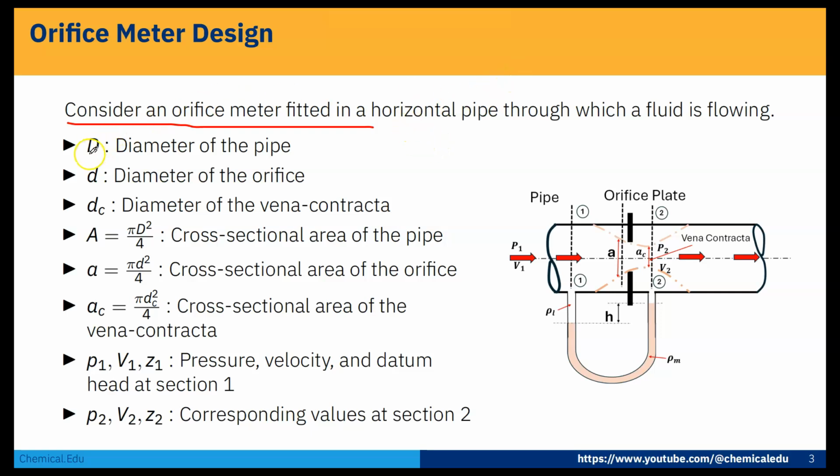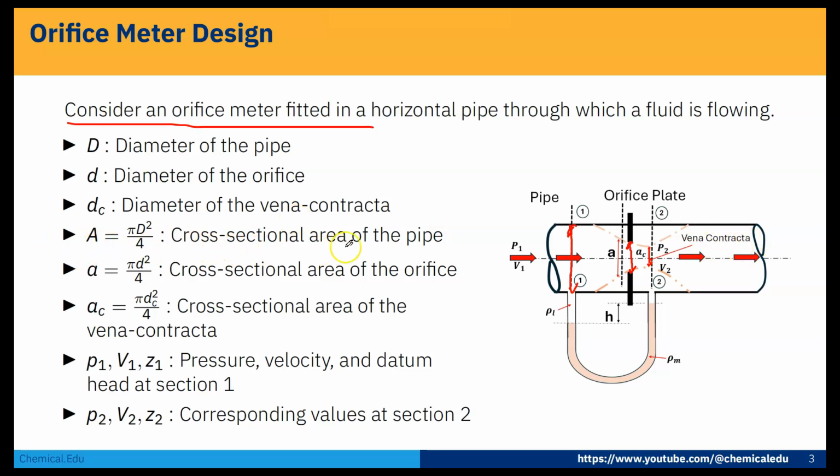Next, first consider an orifice meter fitted in a horizontal pipe through which a fluid is flowing. Capital D is the diameter of the pipe, and small d is the diameter of the orifice, meaning the diameter of the orifice hole. And Dc is the diameter of the vena contracta.